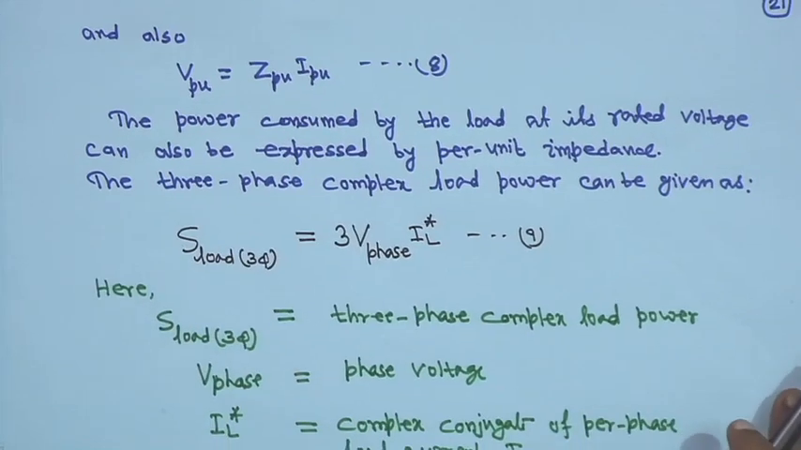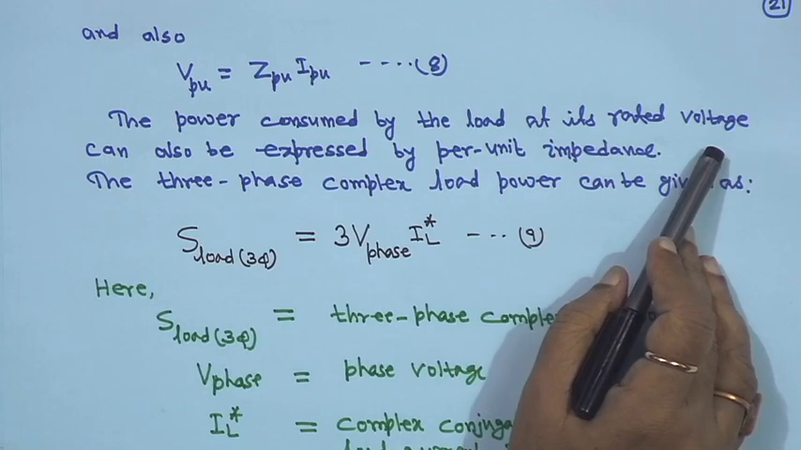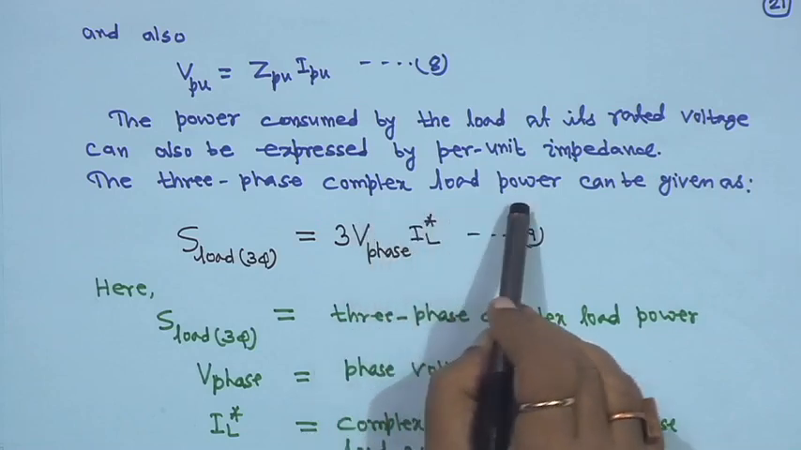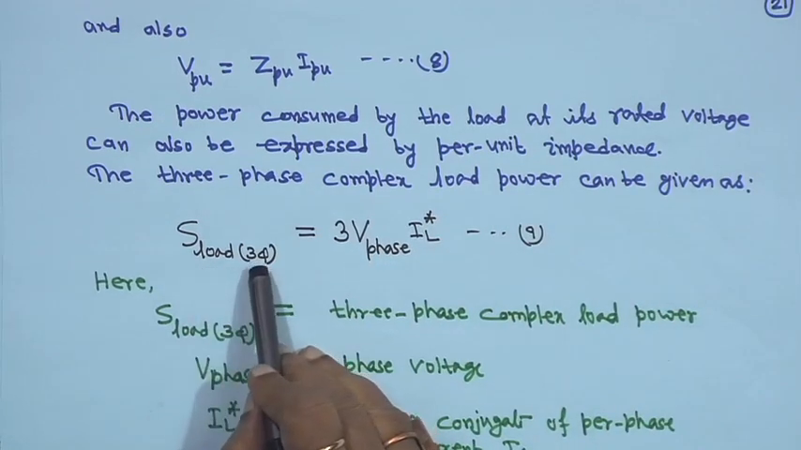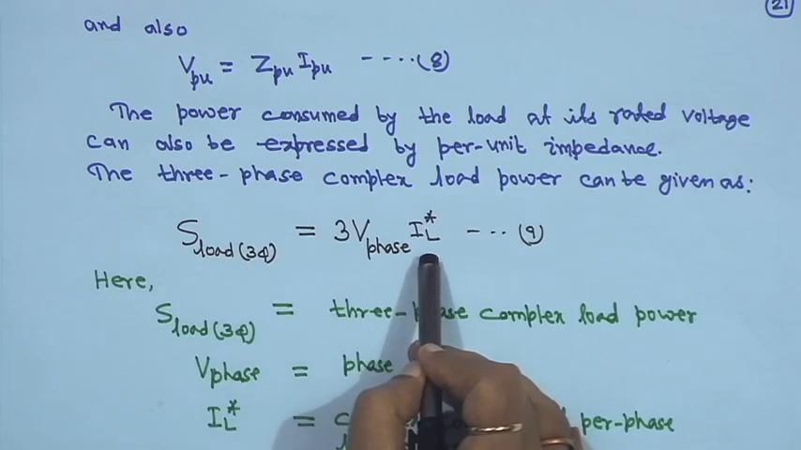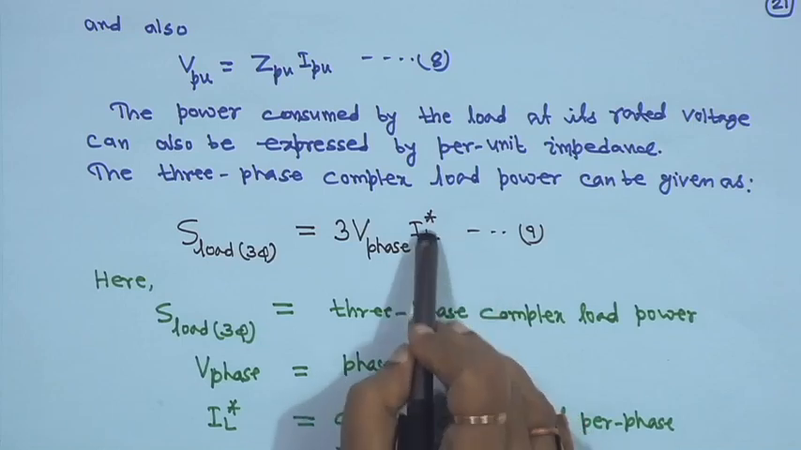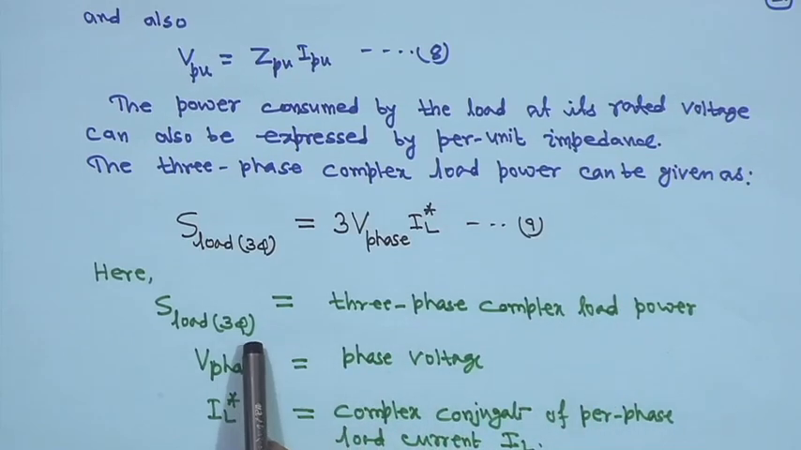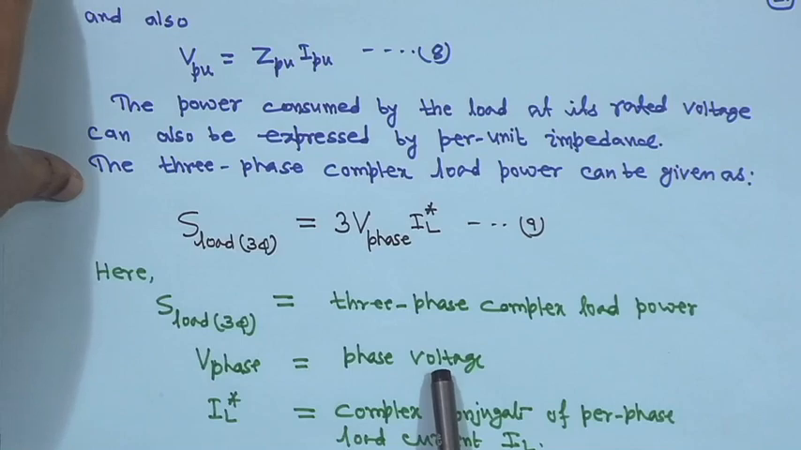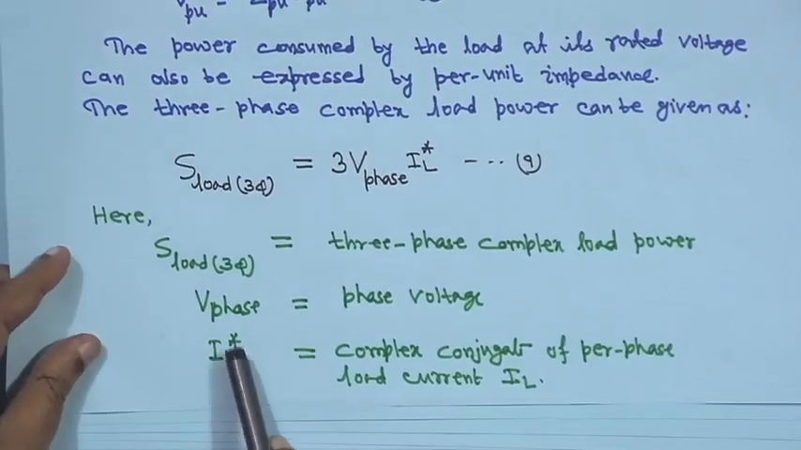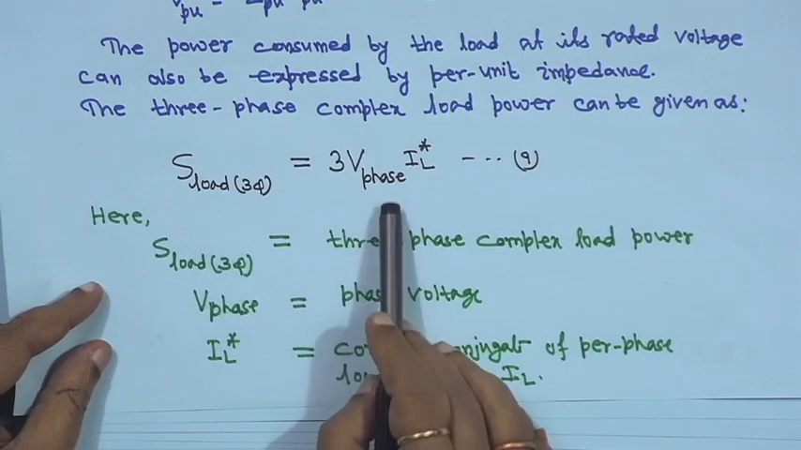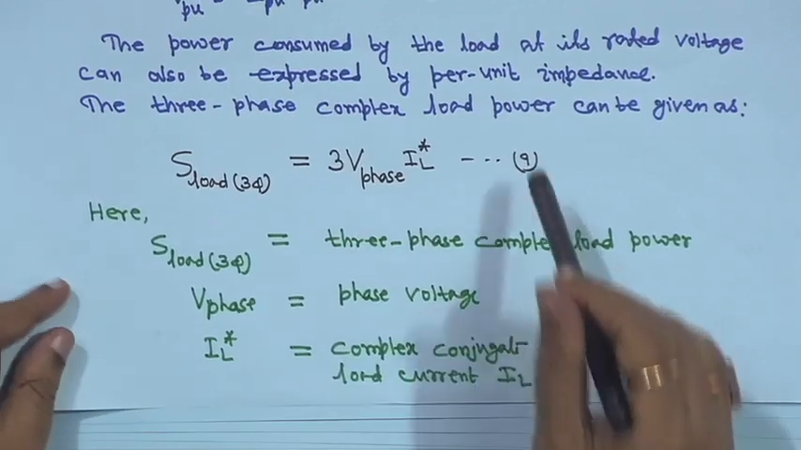Now, the power consumed by the load at its rated voltage can also be expressed by per unit impedance. The 3-phase complex load power can be given as S load 3-phase is equal to 3 times V phase into IL star, the load current conjugate, equation 9, where S load 3-phase is the 3-phase complex load power, V phase is the phase voltage and IL star is the complex conjugate of the per phase load current IL. So, load power also can be written like this. This is equation 9.